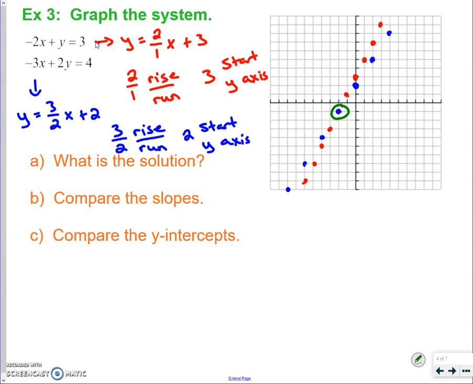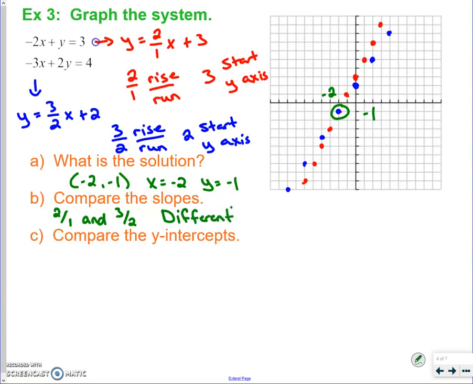Well, this is like yesterday. We are at -1 on the y, we're at -2 on the x. So we could say -2 comma -1. X equals -2, y equals -1. So this is what we've already done. I just wanted to throw it in there. And it says compare the slopes. When we look at the slopes here, they're different. We have a 2 over 1 and a 3 over 2 for the slopes. So they are different. And we have the y-intercepts. They're different as well. We have a 3 and we have a 2.